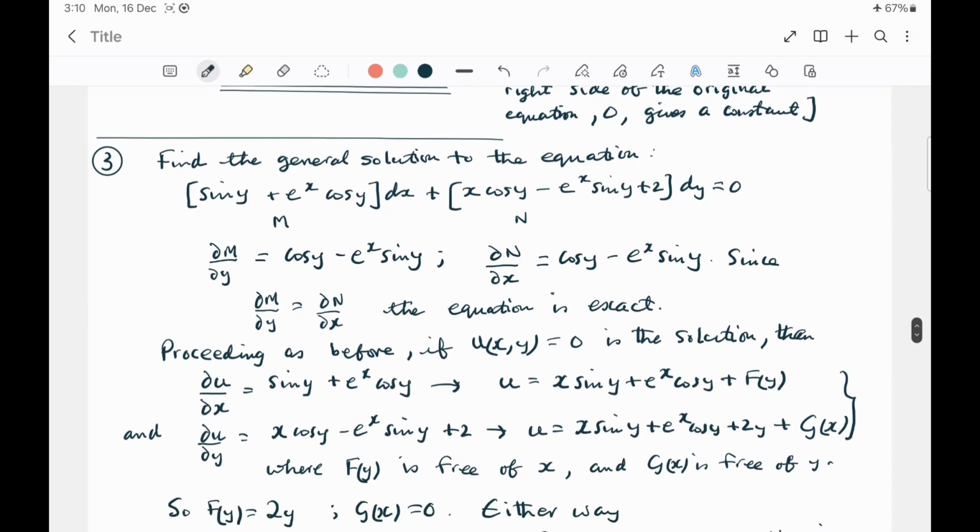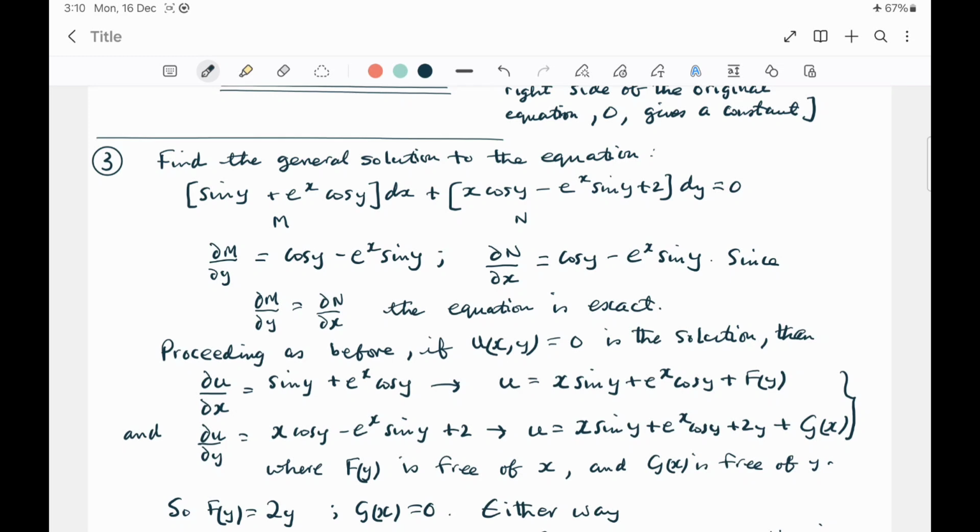And the method is practically the same. Hardly any difference at all. This time we want to find the general solution to the equation (sin y plus e to the x cos y) dx plus (x cos y minus e to the x sin y plus 2) dy equals 0.